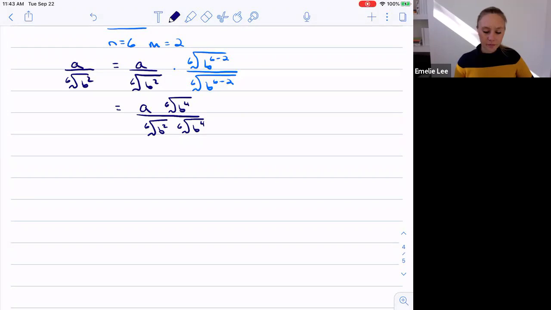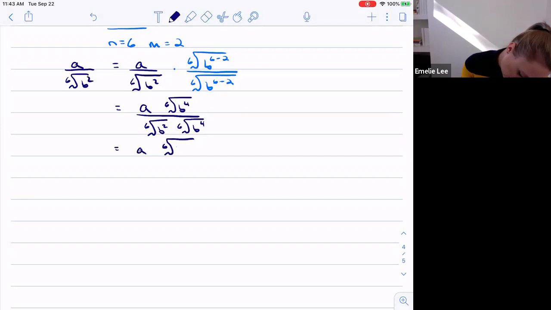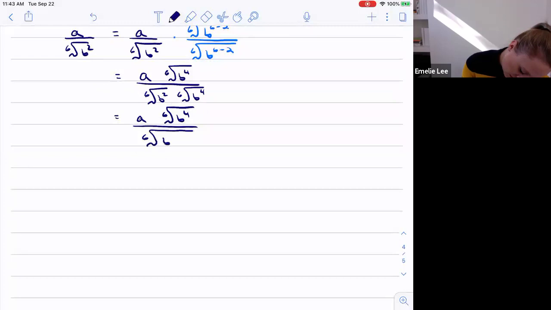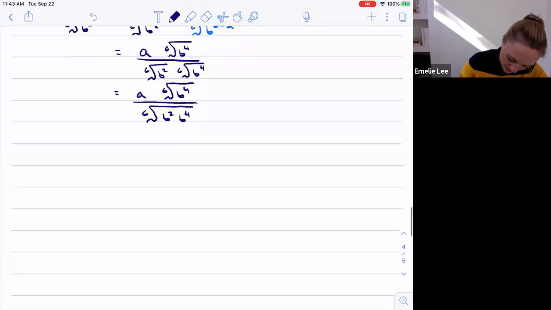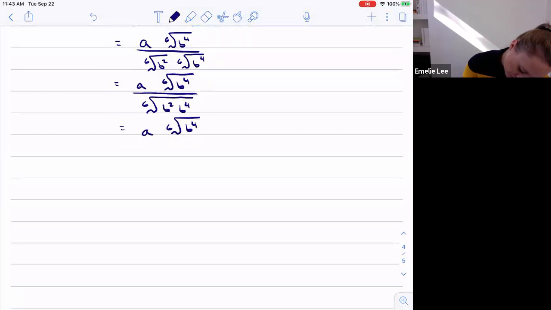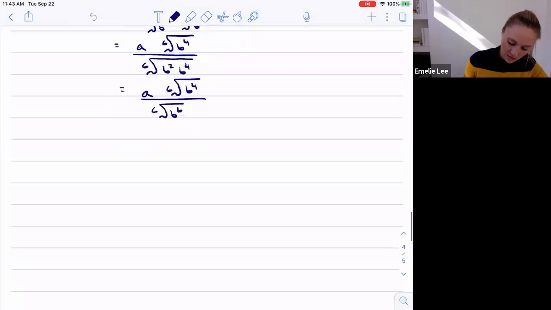I'm able to combine these because I have the same root, right? Root 6 times root 6. So I can rewrite that as a times the 6th root of b to the 4 over the 6th root of b squared times b to the 4th. B squared times b to the 4th is b to the power of 2 plus 4, which is 6. So then I've got a times the 6th root of b to the 4th over the 6th root of b to the 6th. In my mind, I just kind of think of these things as canceling.